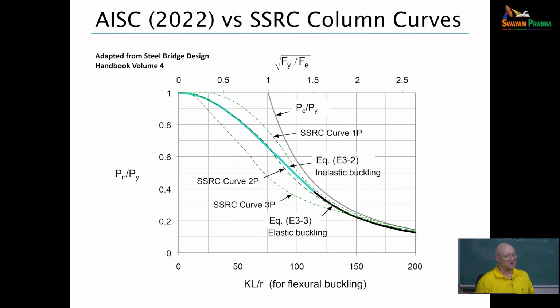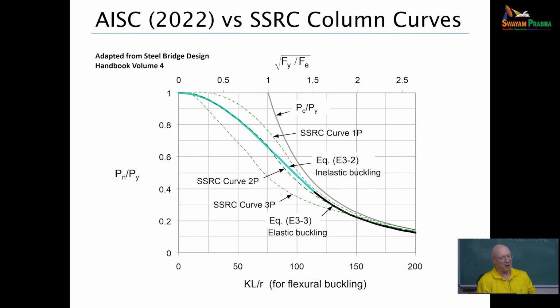And based on field studies with some statistics, they concluded that the mean out-of-straightness of columns is roughly L over 1,500, not L over 1,000. And so the curves 2P, 1P, 2P, 3P are based on L over 1,500, essentially. And you wouldn't believe it, it's very interesting to pull up those papers.